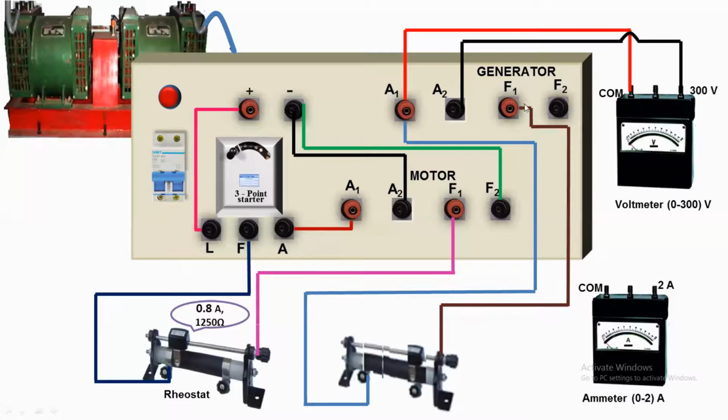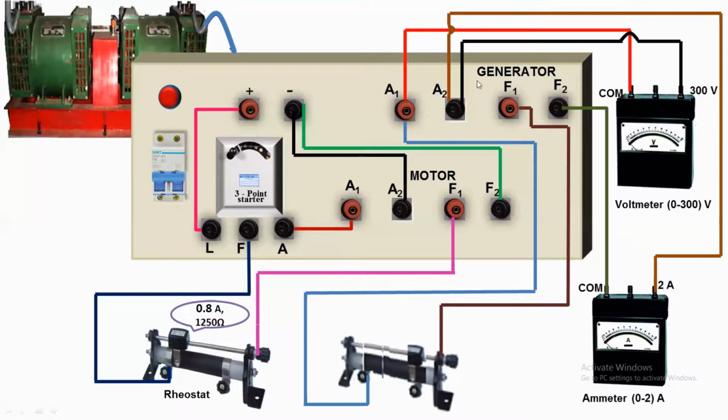Then output to F1. Then F2 to ammeter common, that is positive. Then ammeter negative, here mentioned as 2 ampere, to A2 terminal. Now the connections are over. Once again, check the connections. All the connections are given properly. Okay, all the connections are correct. Now switch on the power supply.